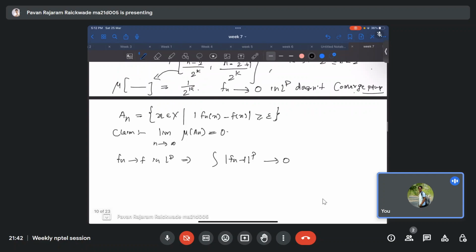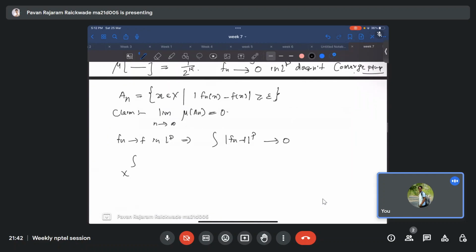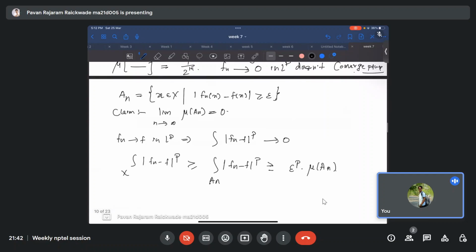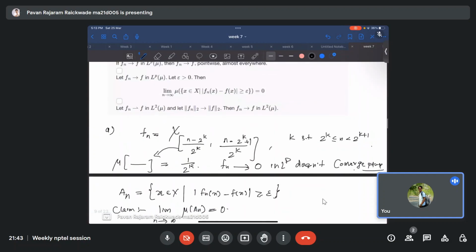Okay, but the integral over the whole X of modulus of Fn minus F to the power p is always greater or equal to the integral over the set An of modulus of Fn minus F to the power p. But because modulus of Fn minus F is greater or equal to epsilon there, this is greater or equal to epsilon power p times the measure of the set An. This means the measure of the set An is less or equal to 1 by epsilon power p times the integral over X of modulus of Fn minus F to the power p. Now epsilon is a fixed quantity and this term goes to 0, so the whole term goes to 0. Yeah, so we are done. The measure of An goes to 0.